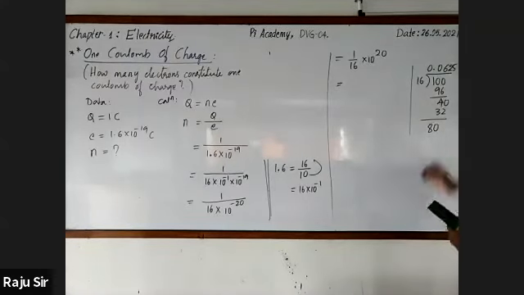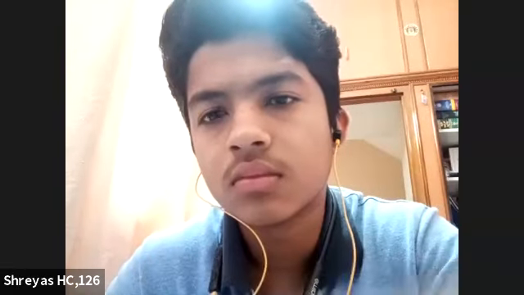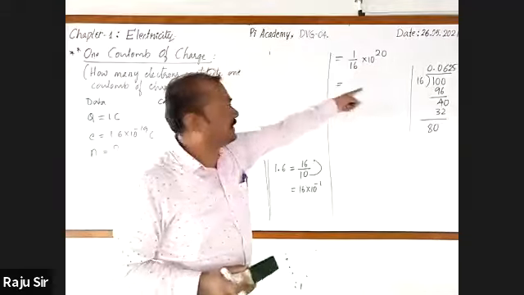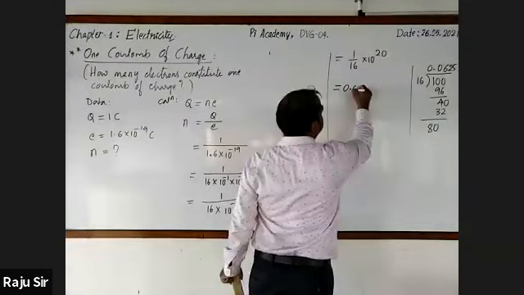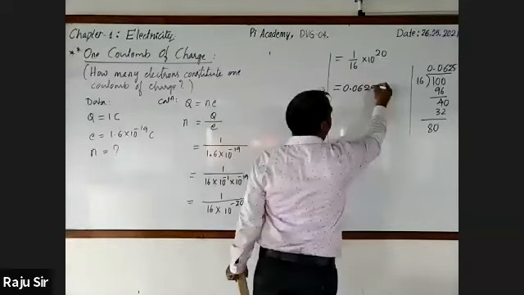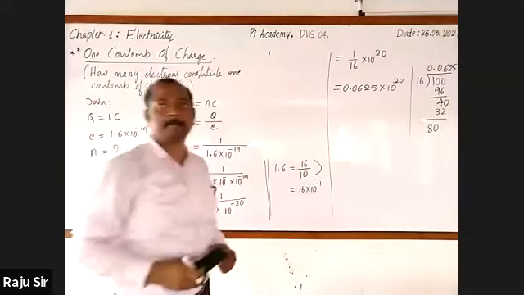Right. Now it is 80. 16 5s are 80. Now I'll write 1 by 16 as 0.0625 into 10 raised to the power 20.